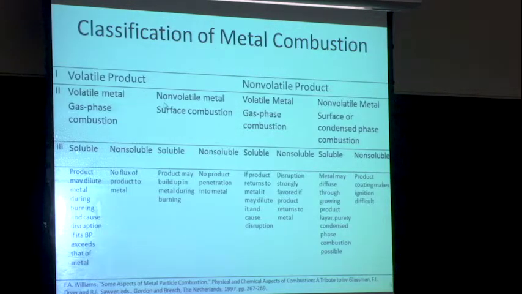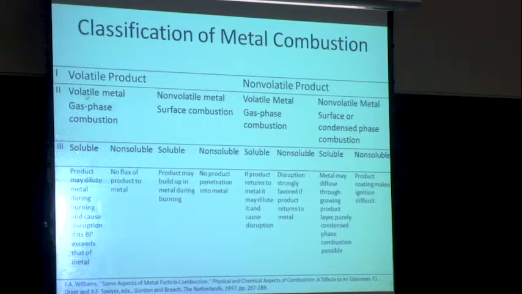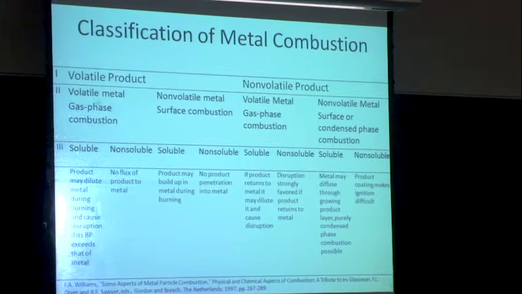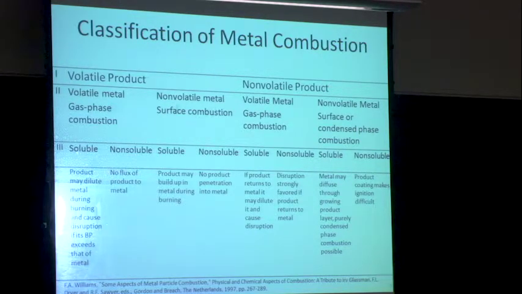Okay, and you can go through then and start to categorize how these different metals will react. And you can have these different types of categories. I can have a volatile product, and then underneath that, the metal can be volatile as well. And if that happens, then I have gas phase combustion. If I had a non-volatile metal, but a volatile product, I'm going to have surface combustion. So this is like the boron combustion problem. If I have a non-volatile product, but the metal's volatile, I'm going to have gas phase combustion. This is like the aluminum particle. And if both the product and the metal are non-volatile, what I'm going to have is a surface reaction or even a condensed phase reaction underneath the oxide on the surface.